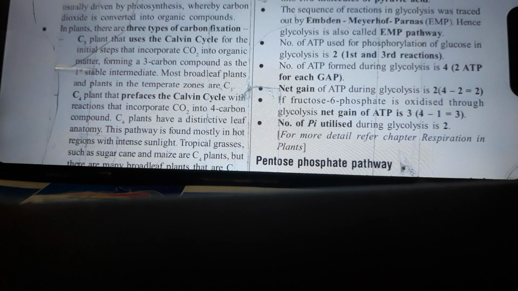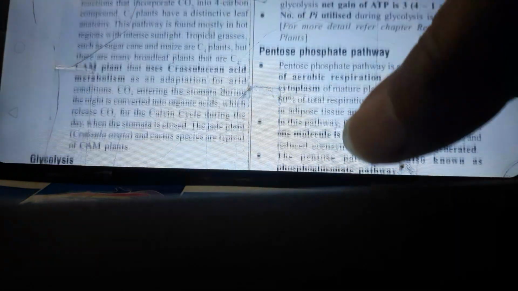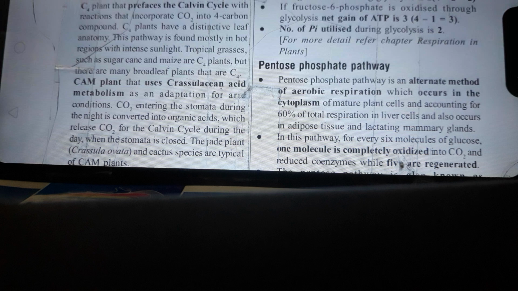The number of ATP formed during glycolysis is 4, that is 2 ATP for each GAP. Net gain of ATP during glycolysis is 2, that is 4 minus 2 equals 2. If fructose 6-phosphate is oxidized through glycolysis, net gain of ATP is 3, that is 4 minus 1 equals 3. The number of Pi utilized during glycolysis is 2. Alright, we can go back to respiration to get more details on that.